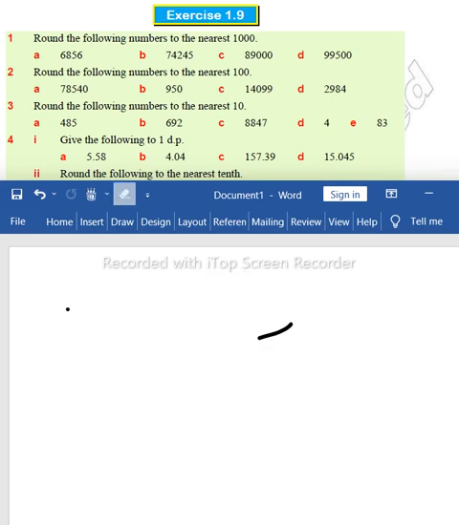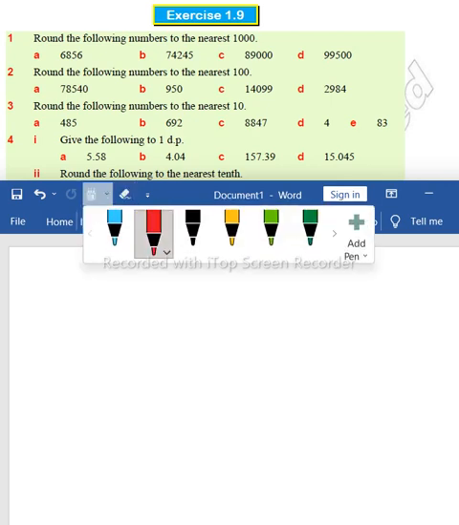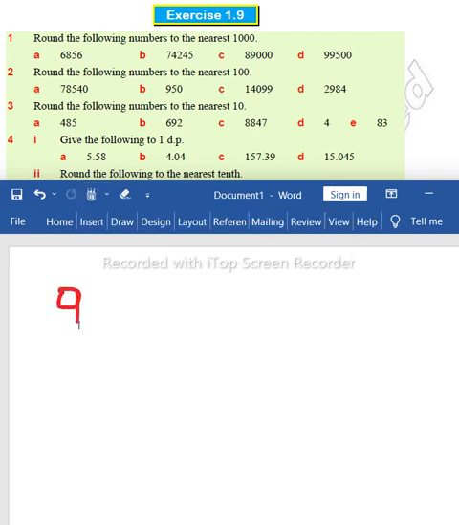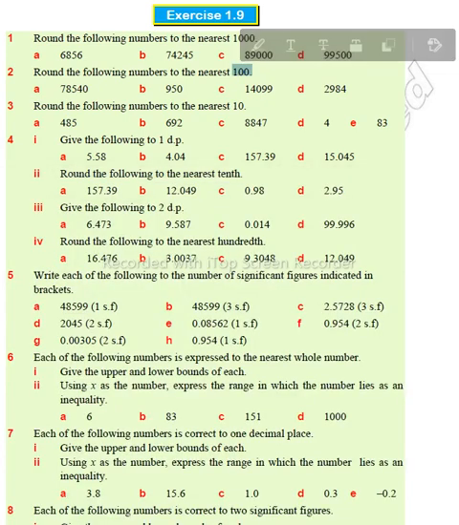The next question will be B. B says 950. Let us write the question first. We have this number, and we have to round this number to the nearest 100.